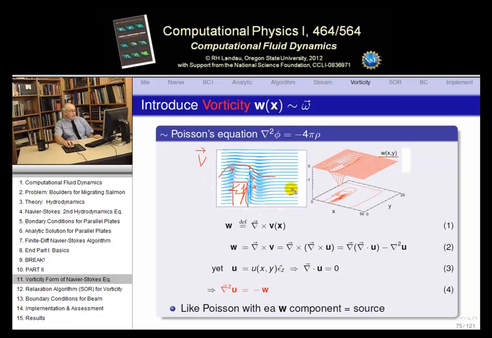Okay. So now let's do the mathematics. We've defined W, the vorticity, to be the curl of the velocity.